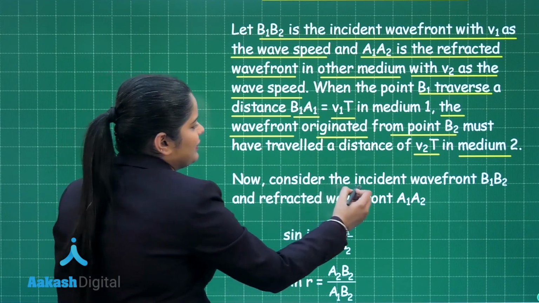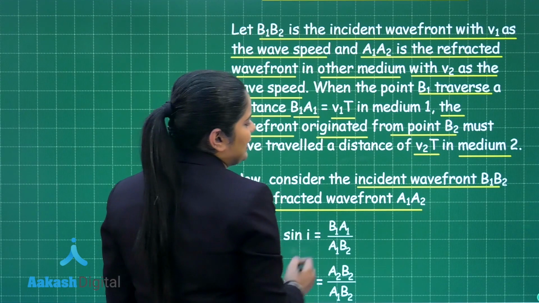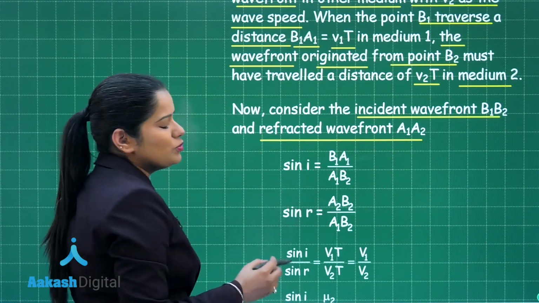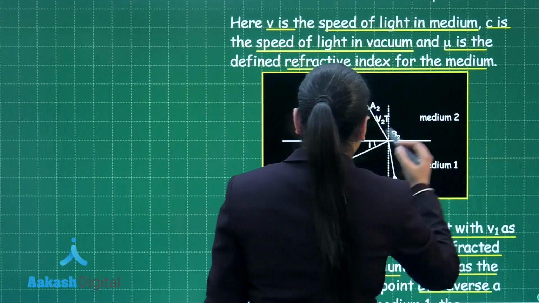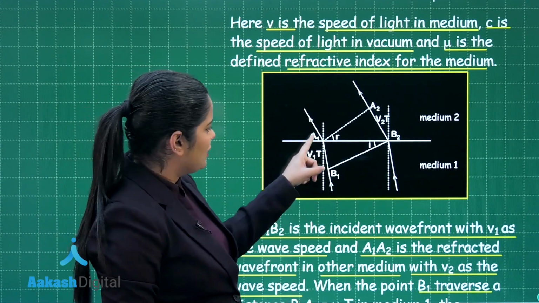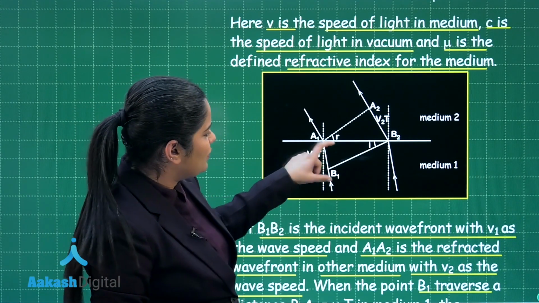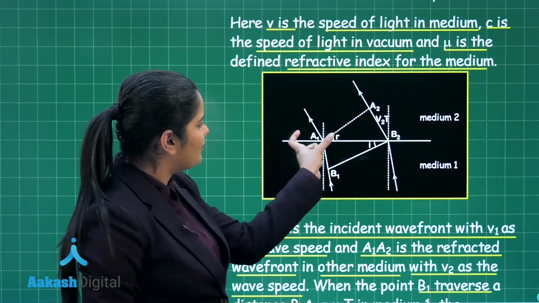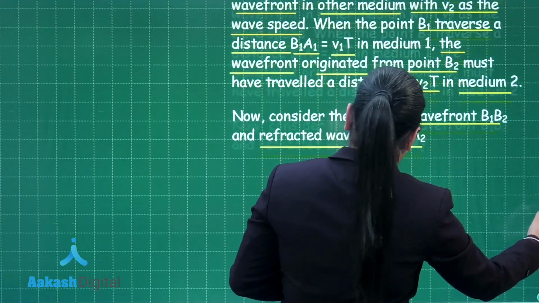Now if we consider the incident wavefront B1 B2 and the refracted wavefront A1 A2, I can write here that sin i is equal to B1 A1 divided by A1 B2. You can see here from this triangle, this is angle i and this is 90 degrees. So in this right angle triangle, sin i will be perpendicular upon hypotenuse. So this will be A1 B1 divided by A1 B2, that I have already written here.